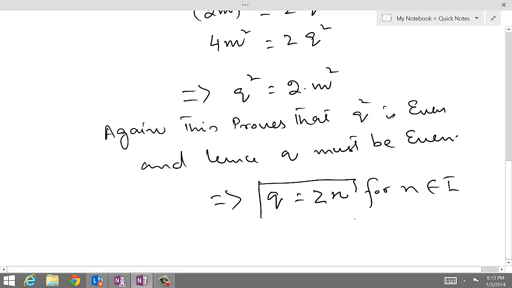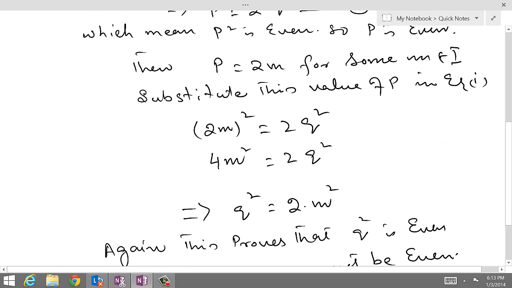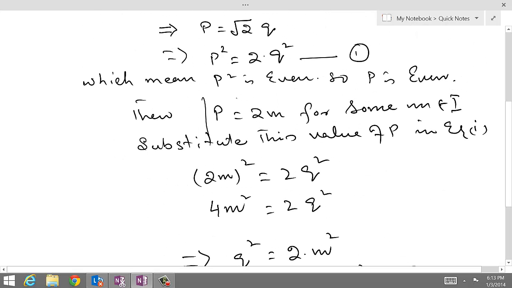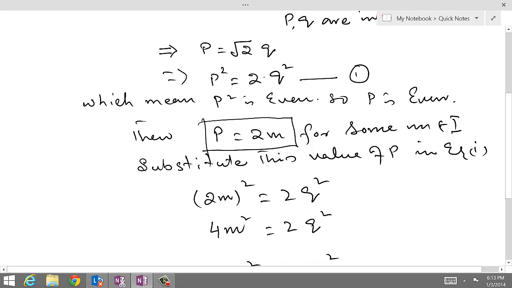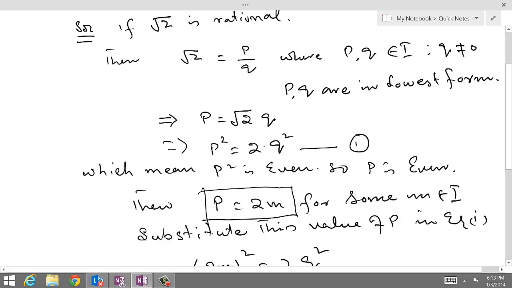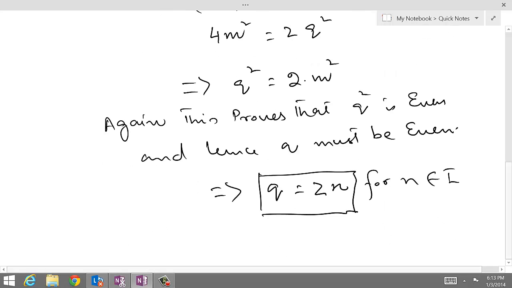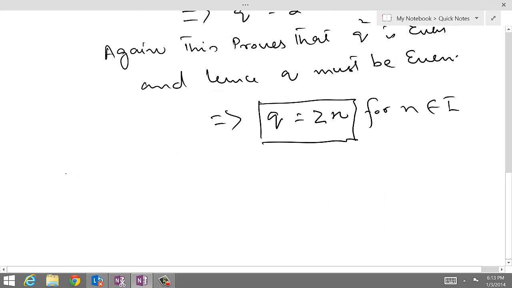But doesn't this contradict our basic assumption? If q is even, wait a minute, we also know that p is even. Then if p and q are both even, then 2 certainly is a common factor, which contradicts our original assumption that p and q are in lowest form. This is a contradiction, and if it is a contradiction, this means that our basic assumption was wrong.